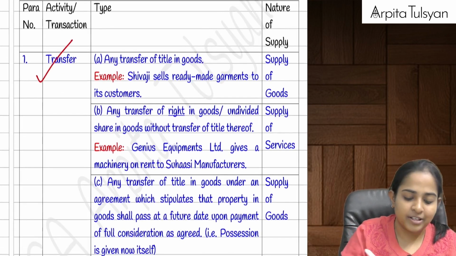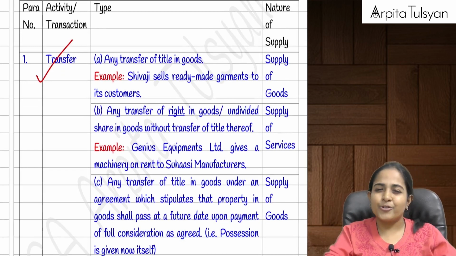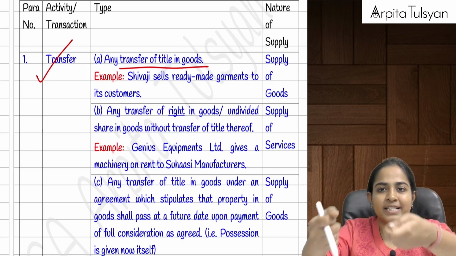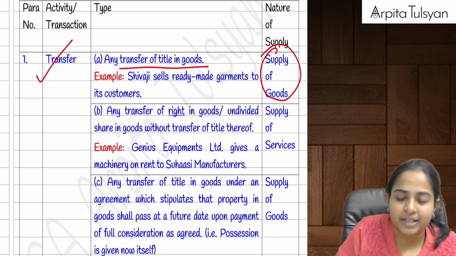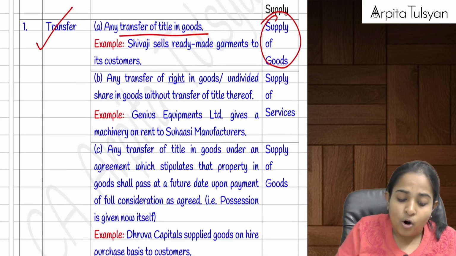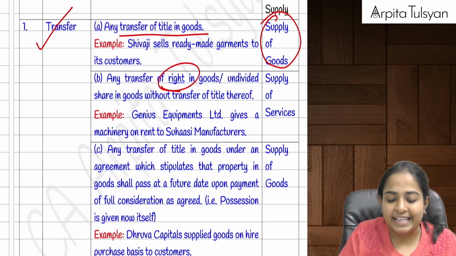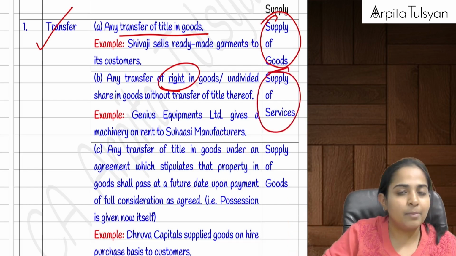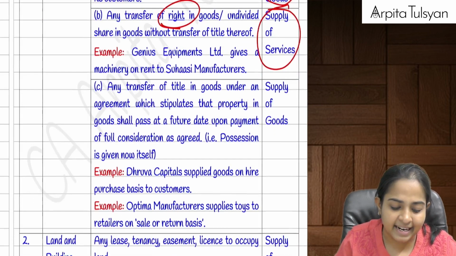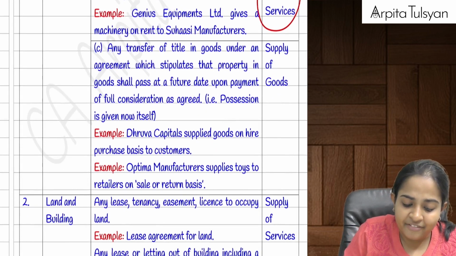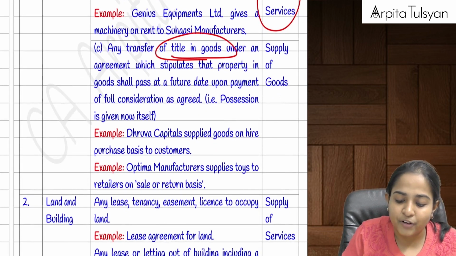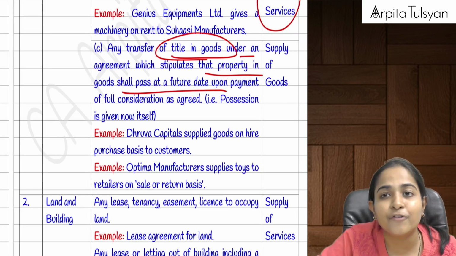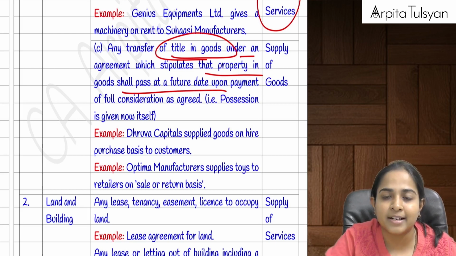Everyone here. Now first transaction. I am doing it from the notes here so that it will be simple. Whenever there is any transfer of title in the goods, that is a sale. When the title is getting transferred, it will be considered as supply of goods, a normal sale of goods. Whenever there is any transfer of right in the goods, meaning I am giving someone the right to use it, for example, then it will be called supply of service. Example, renting. Then after that, whenever there is any transfer of title in the goods where the property in the goods will pass on at a future date, for example, you must have heard about hire purchase transactions, right?